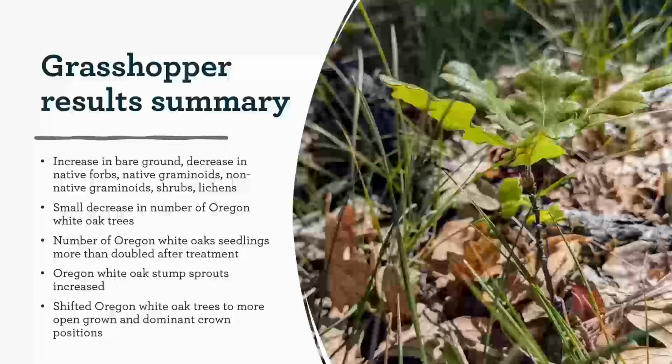So for a summary for Grasshopper: an increase in bare ground, and a decrease in native forbs, native graminoids, non-native graminoids, shrubs, and lichens. But again, this was only a few months after treatment, so we really need another year or two of data collection. We saw a small decrease in number of Oregon white oak trees.